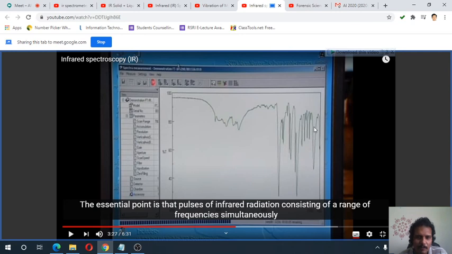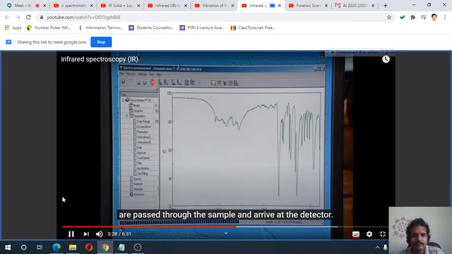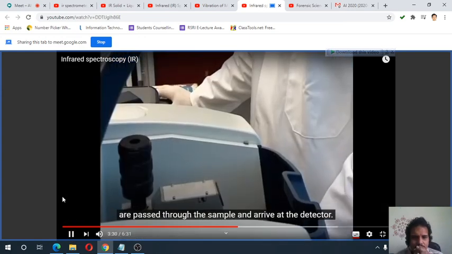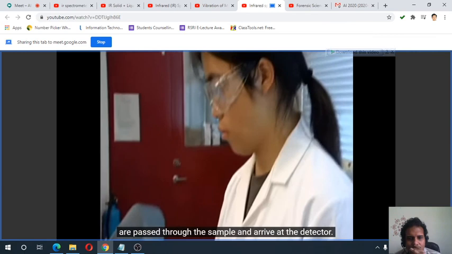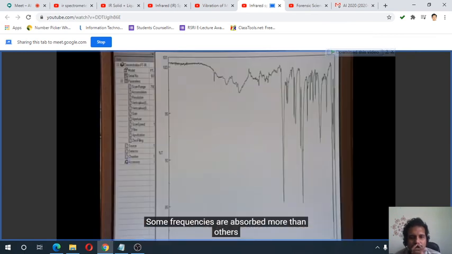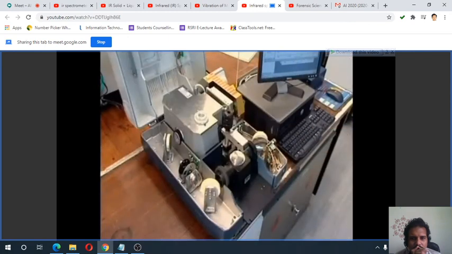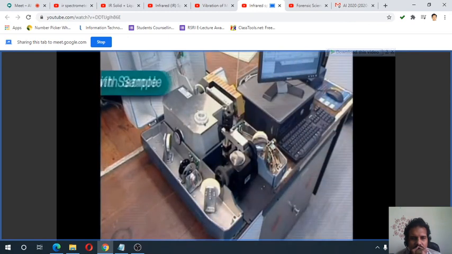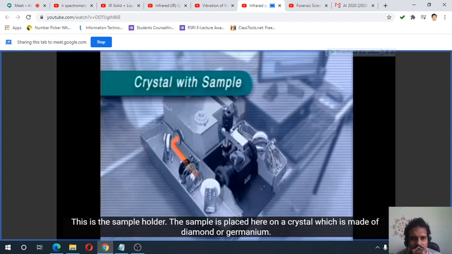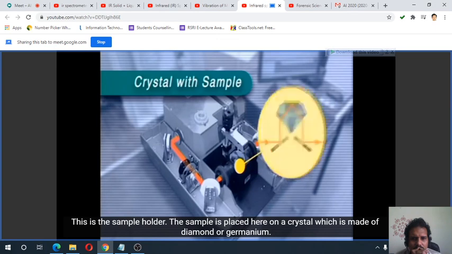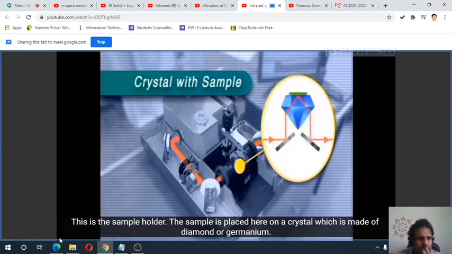So this will be very complex, but it will indicate what is the actual individual compound. Pass through the sample and arrive at the detector. Some frequencies are absorbed more than others, depending on what bonds are present in the sample. This is the sample holder. The sample is placed here on a crystal which is made of diamond or germanium.